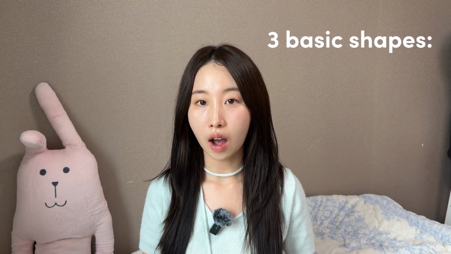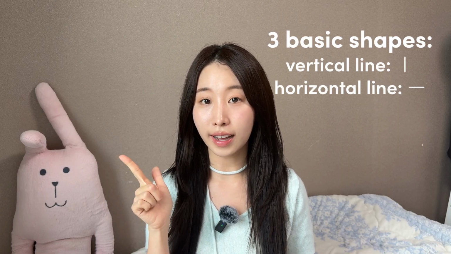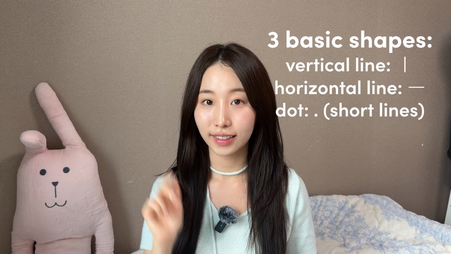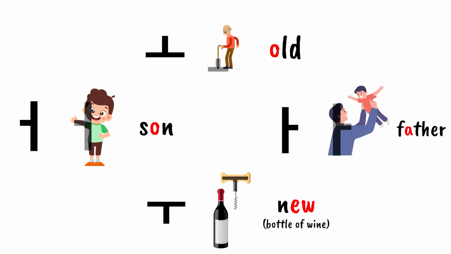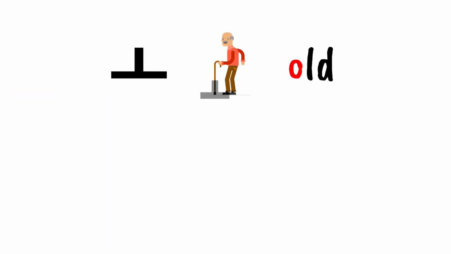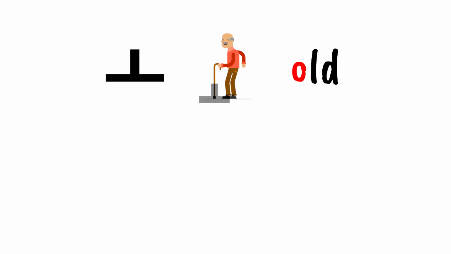Now, let's move on to vowels. Korean vowels are based on three basic shapes: a vertical line, a horizontal line, and a dot. Here's a simple memory device for the first four basic vowels: old father, new son. Imagine these four vowels arranged in a clock pattern. This letter points up, makes the O sound like in old.